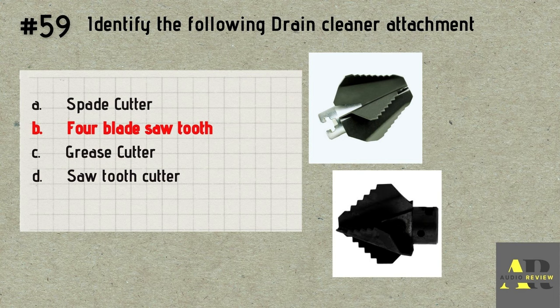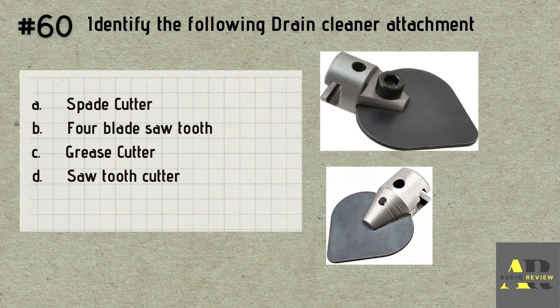Four-blade saw tooth. A drain cleaner attachment used for blockages caused by hardened, glazed material, such as chemical deposits. Four-blade saw tooth. Question 60. Identify the following drain cleaner attachment.